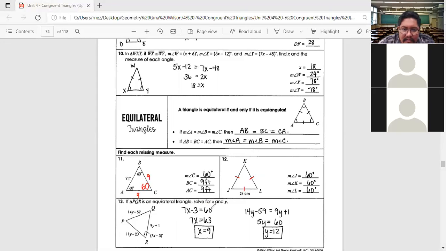So add 3 to both sides. We get 7x equals 63, and that would be 9. So 9 times 7 is 63. All right, so that was x. And we can check it by plugging it in. So if we have 7 times x, which is 7 times 9, that would be 63 minus 3, and that would be 60 degrees. So we know it works out. And don't forget, you can always check things by plugging them back in.